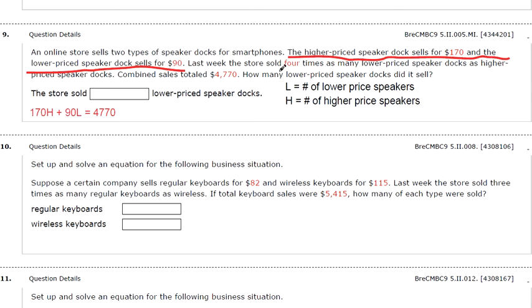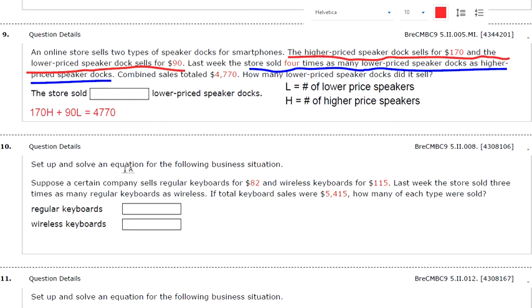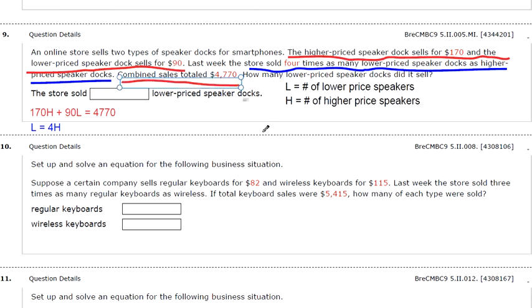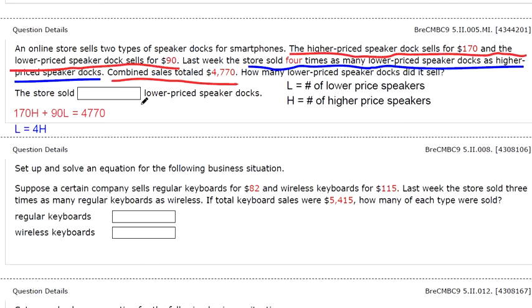We can make another equation here. The store sold 4 times as many lower price speaker docks as higher price speaker docks. So that equation looks like this. Right? The number of lower price speaker docks is 4 times the number of higher price speaker docks. That way, like if H is 1, if there's 1 higher price speaker dock, then L is 4. If H is 2, L is 8, etc., etc. Okay, so we made two equations based on what we were given. This is part of the red equation. So now check out what I'm about to do in this next step.